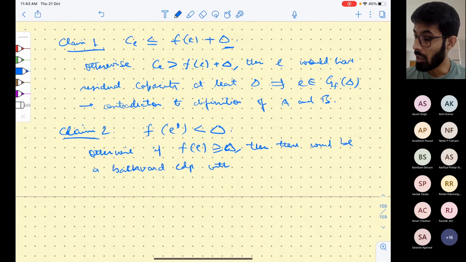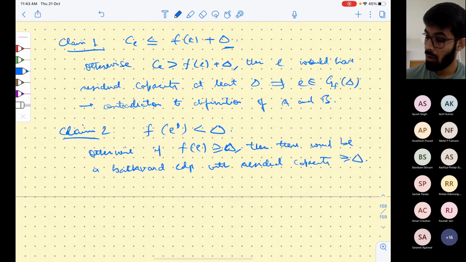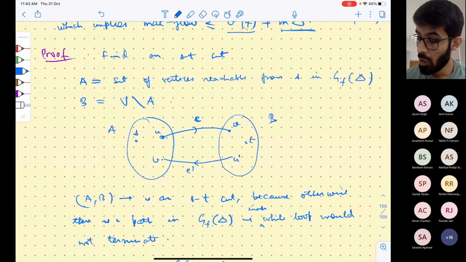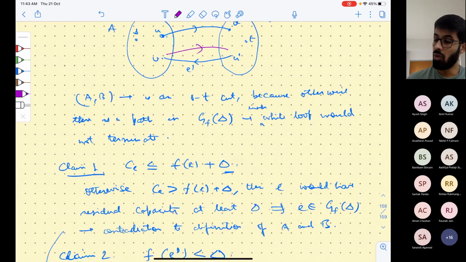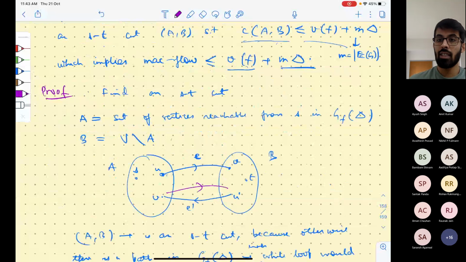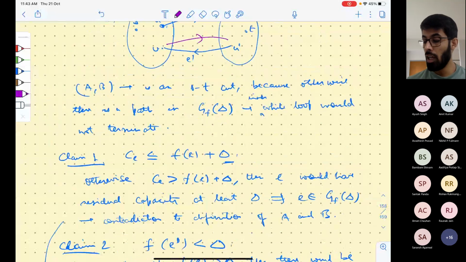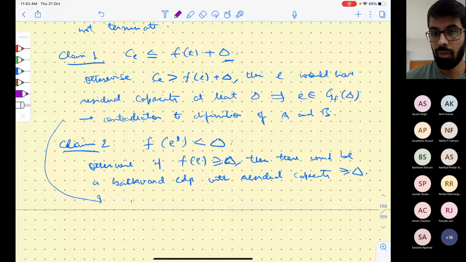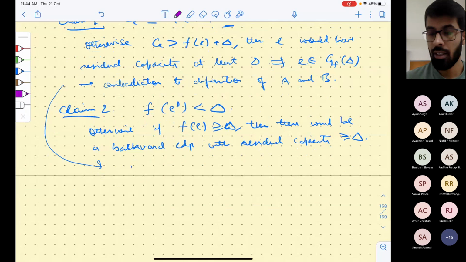With residual capacity at least delta. And the same thing. Contradiction. The same contradiction you get here, right? So here you would have had an edge here, and the same edge would have had capacity more, and so on. So we get that the outgoing edges are almost saturated by the flow value except delta, and the coming back edges have flow value at most delta anyway, right?